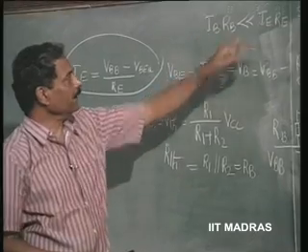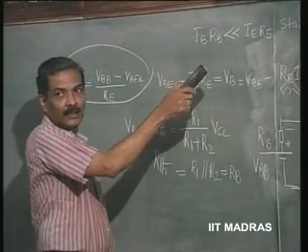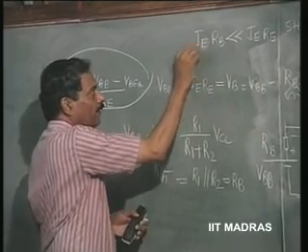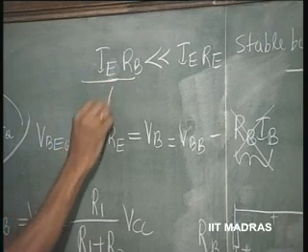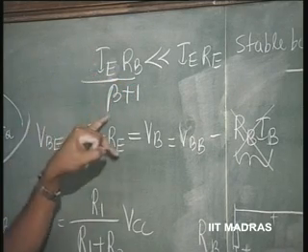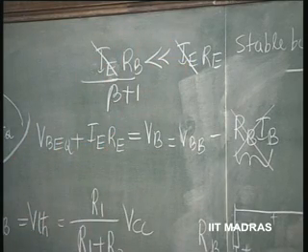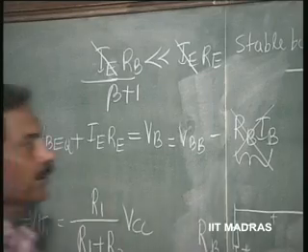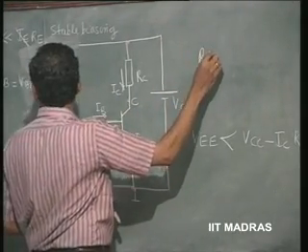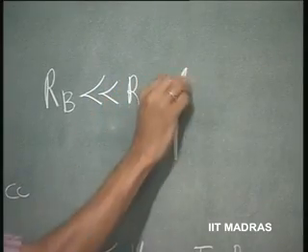So, how do we select this? We know what IB is in terms of IE. IB is IE divided by what? Beta plus 1. IB is IE divided by beta plus 1. So, with this relationship, you can cancel this, and this is an important relationship in biasing, that you must select RB which is going to be much less than RE into beta plus 1 only.